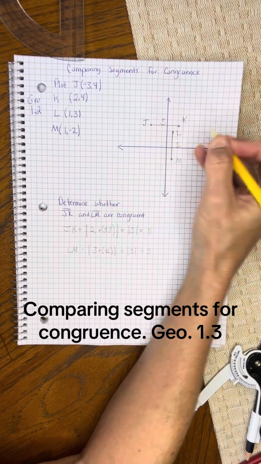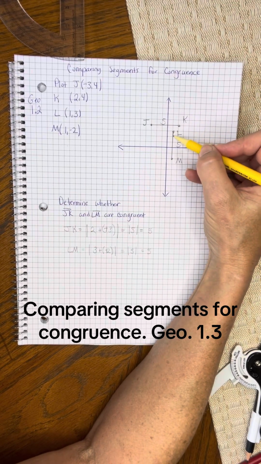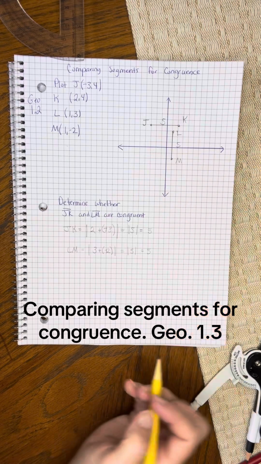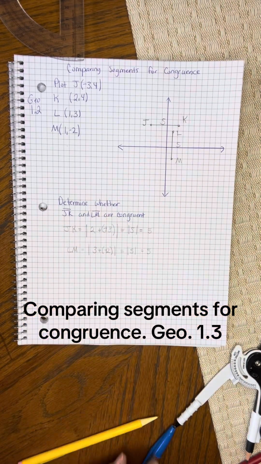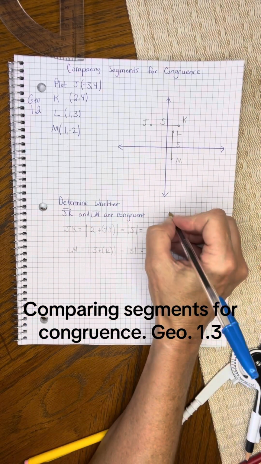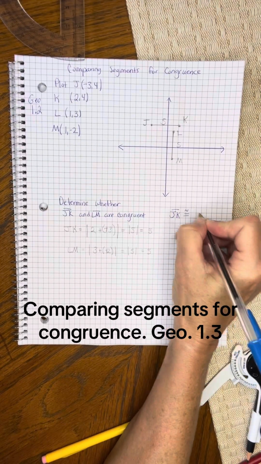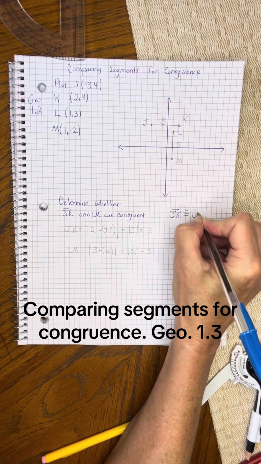This LM is 5. If I wanted to count it, I would start here and count 1, 2, 3, 4, 5. 5, and 5. So are they congruent? Yes, they are. We'll write it like this. JK, segment JK, is congruent to segment LM.